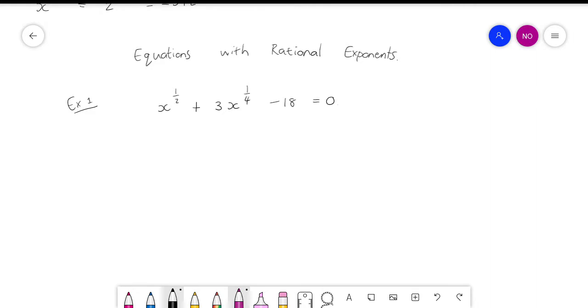Okay. Die eerste ding wat julle hier moet sien is dat daai twee x het nie dieselfde eksponent nie. You see that the one is x to the power of a half and the other one is x to the power of a quarter. So it's a bit more complicated.